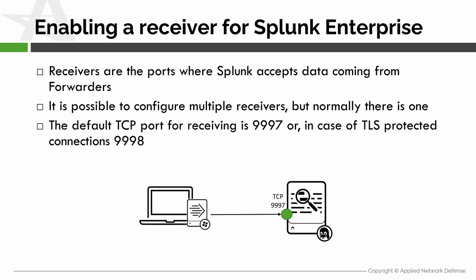And the default TCP port for receiving is 9997. In some cases you may see something like 9998 for TLS protected connections. So let's have a look at how to enable such a receiver in Splunk Web.